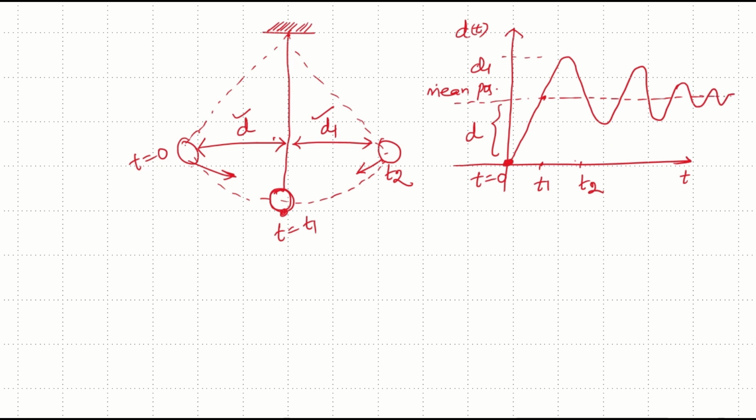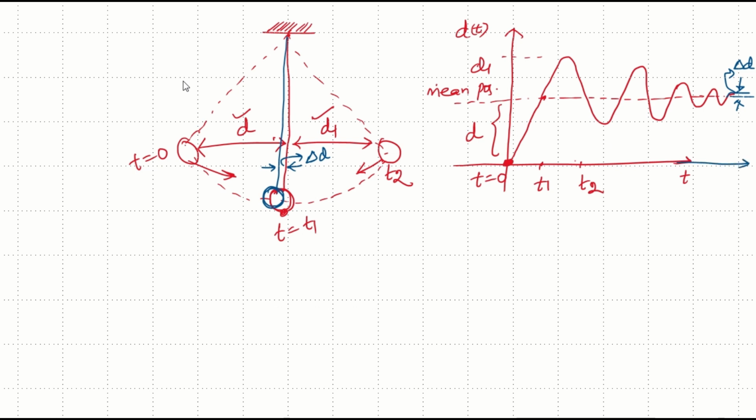Now let us consider that after, let's say, infinite time it reaches its mean position, but because of some irregularities it stabilizes at some deviation from the mean position. Let's say that deviation is delta d. So this distance will never be equal to the mean position. There will always be a deviation. Let's say that deviation is delta d.